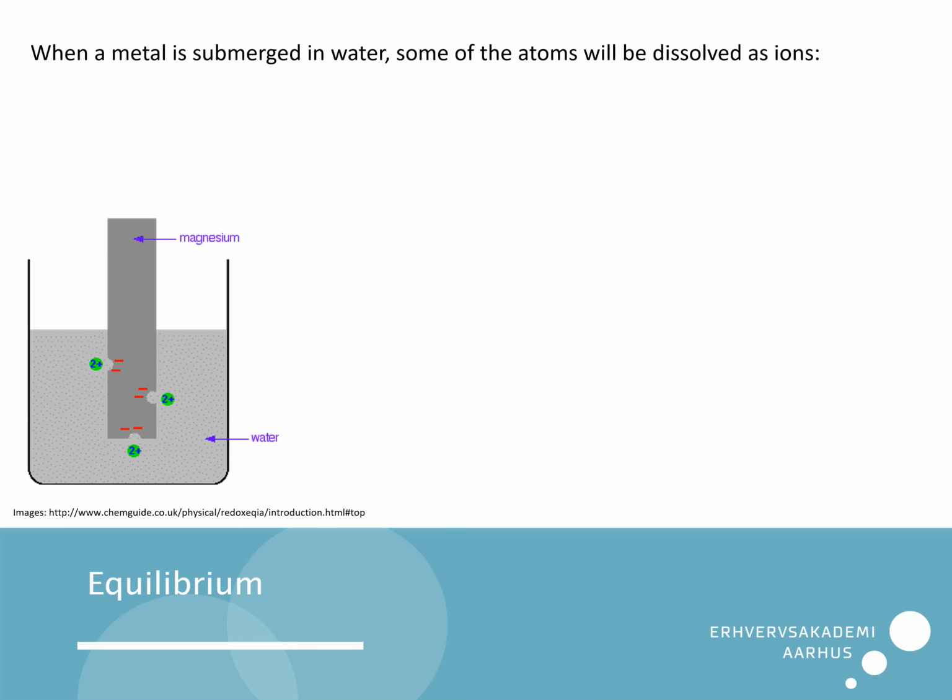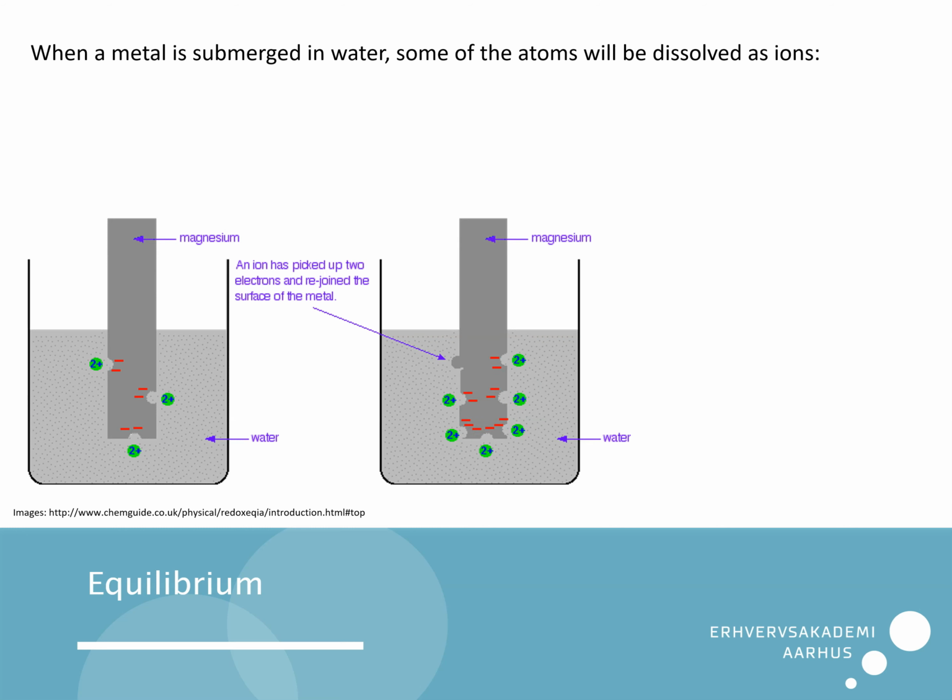We are now ready to look at what happens when we submerge a metal in a solution. Let's begin by looking at plain water with a magnesium rod. Some of the atoms from the magnesium rod will go into solution and become magnesium 2+ ions. The electrons will remain in the rod, thus giving it a negative charge. Because of charge attraction, the positive ions will remain close to the rod, and some of them will regain the electrons and rejoin the surface as a solid metal.